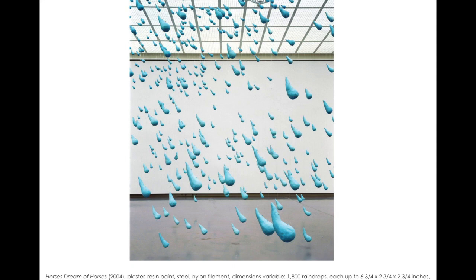This is a detail of one of the works in that image called Horses Dream of Horses. It's a series of 1800 raindrops made out of plaster resin, steel, nylon filament, each of them about 6 by 2 by 2 inches. And this is another good example of suspending sculpture to create an installation.